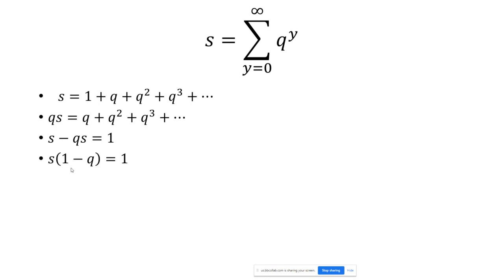So then we can factor out an s. So we have s times the quantity 1 minus q equals 1. And then divide both sides by 1 minus q. And we've figured out that s equals 1 over 1 minus q. But q was 1 minus p. So 1 minus q is p.